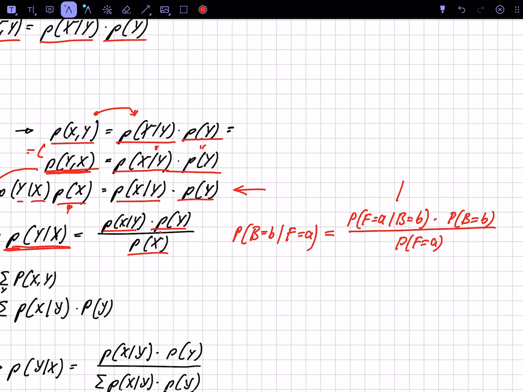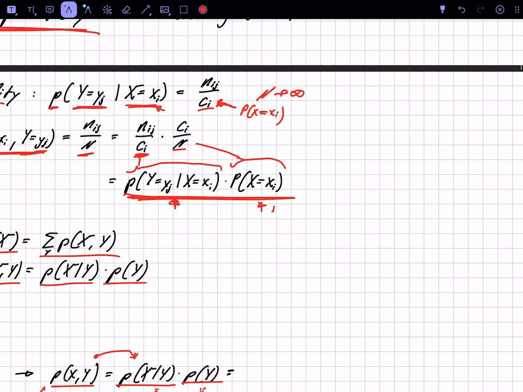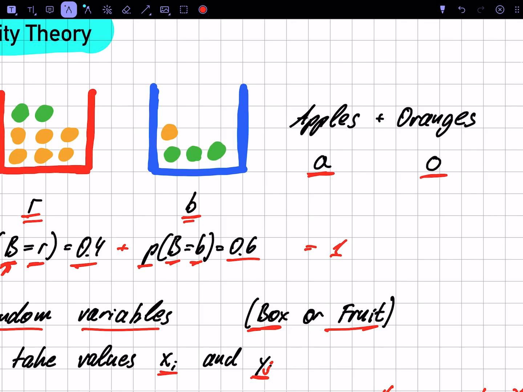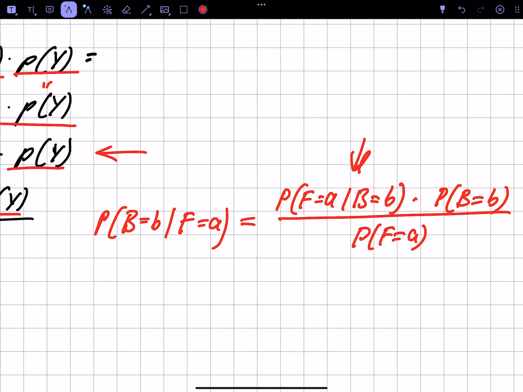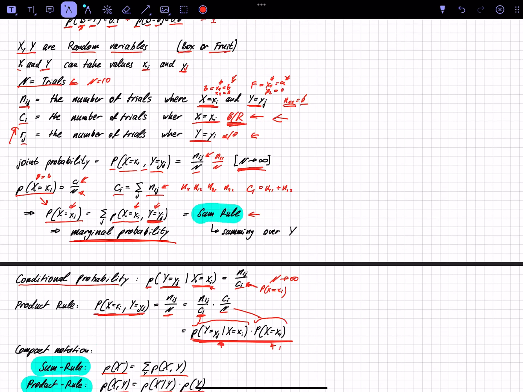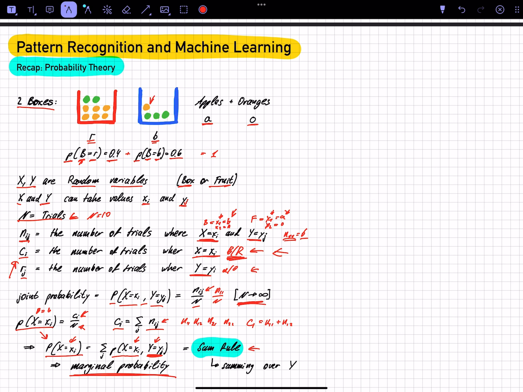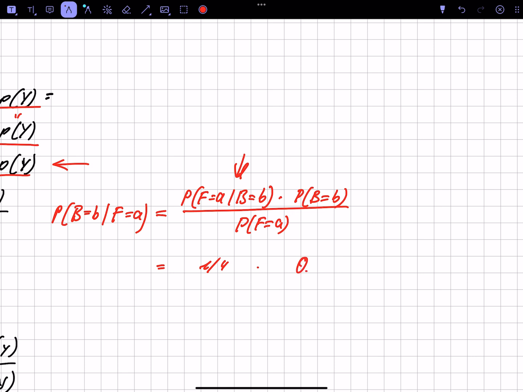And this one is fairly easy to understand. So this is the probability that the fruit is an apple given the blue box. So we can just look at our blue box and we see that we have an apple in 1 out of 4 cases. So this is basically 1 over 4 times the probability that the blue box was chosen, right there, 0.6. So we have times 0.6.